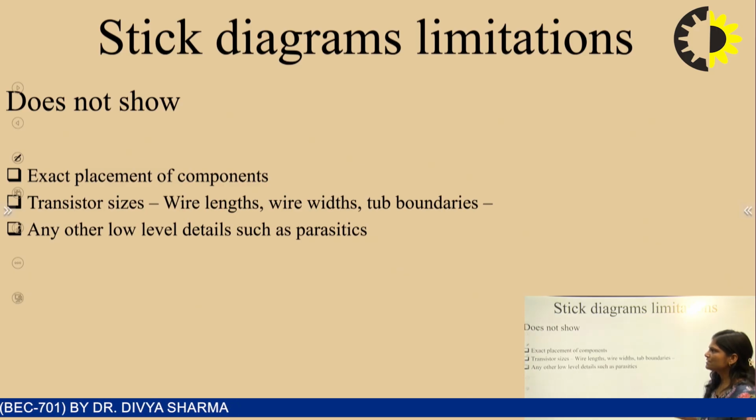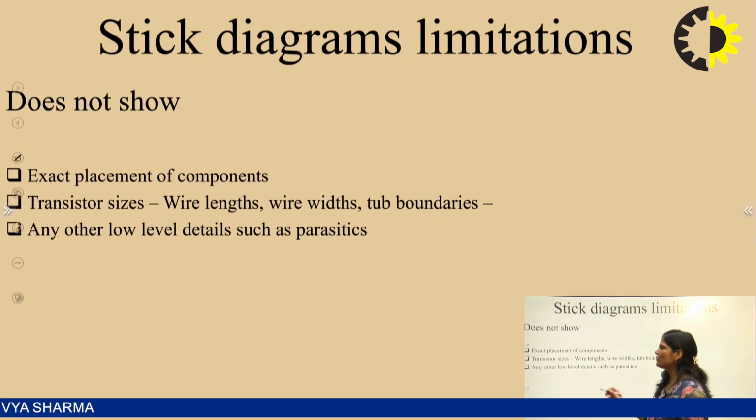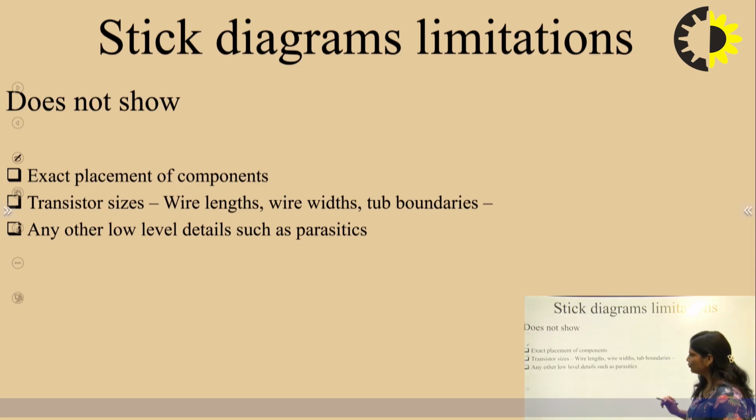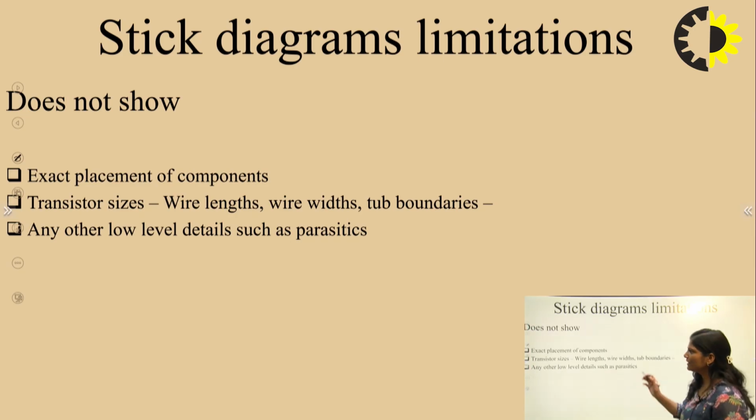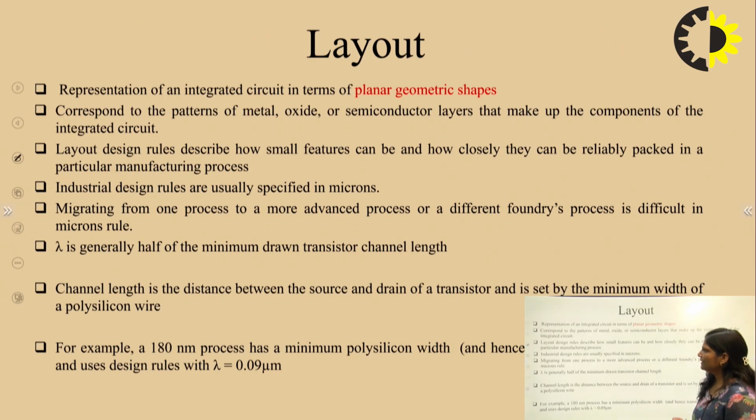Now the stick diagram has some limitations. It does not show the exact placement of components, transistor sizes, meaning wire length and wire width, tub boundaries, and any other lower level details such as parasitics. So these are the limitations of the stick diagram. Next we will discuss the layout. A layout is a representation of an integrated circuit in terms of planar geometric shapes.